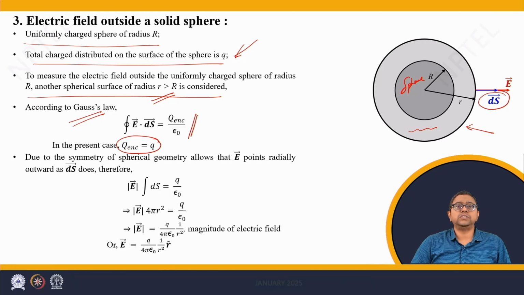We also use the symmetric property of the sphere. At any point on the sphere, the electric field is going to be the same because such points are all equidistant from the sphere which is charged.